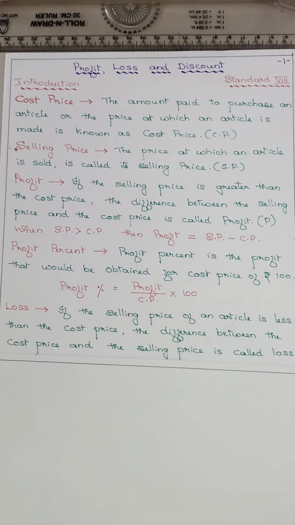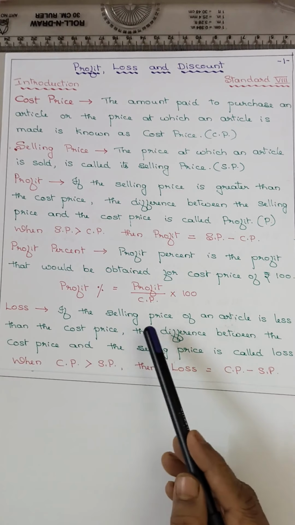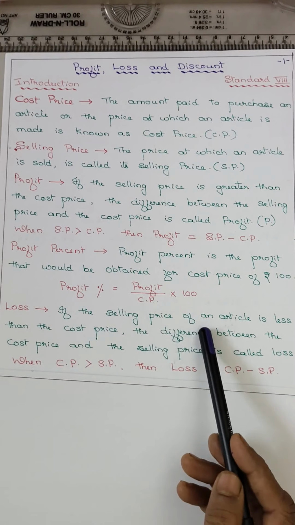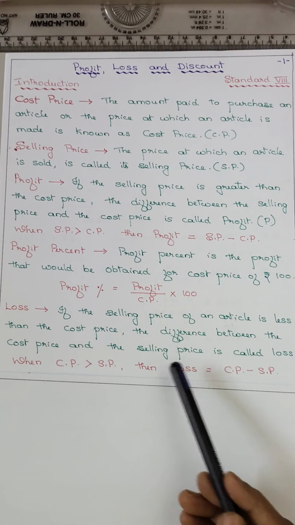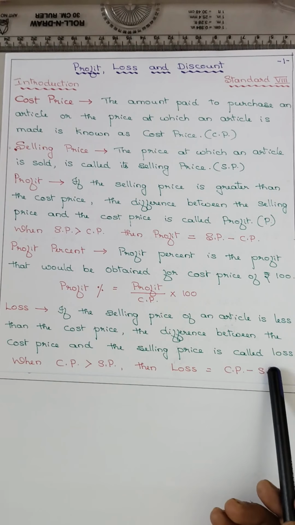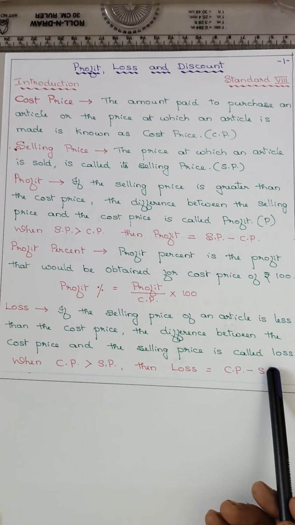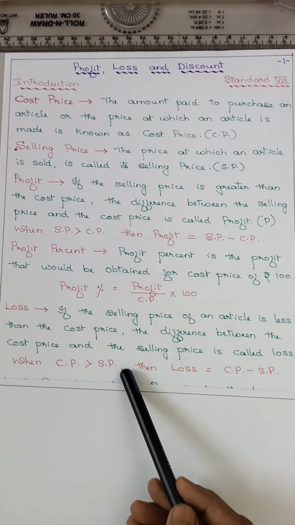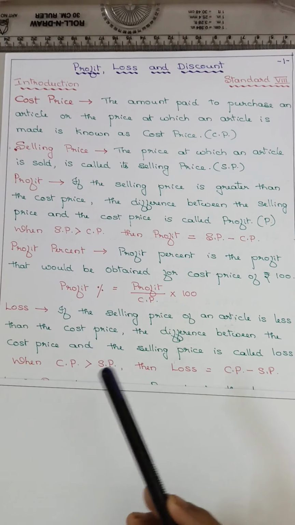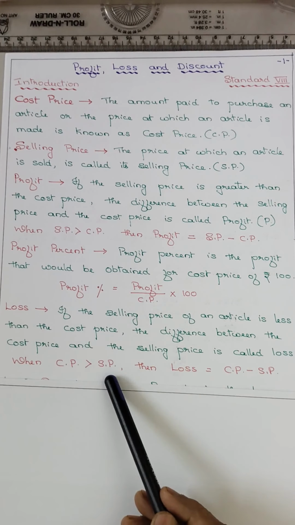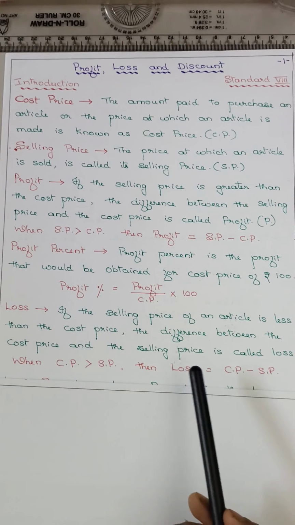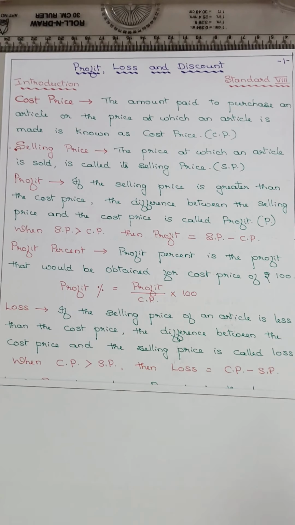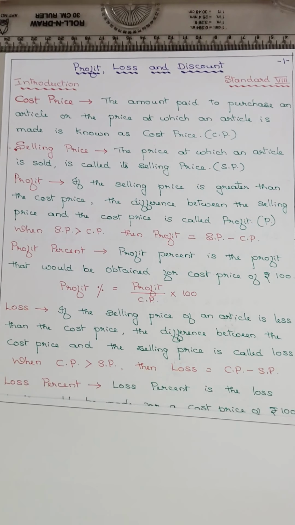Now coming to the loss. If the selling price of an article is less than the cost price, then the difference between the cost price and the selling price is called the loss. That means when CP is greater than SP, कॉस्ट प्राइस सेलिंग प्राइस से बड़ा रहता है, तब लॉस. सो फॉर्मूला फॉर लॉस इज CP माइनस SP.